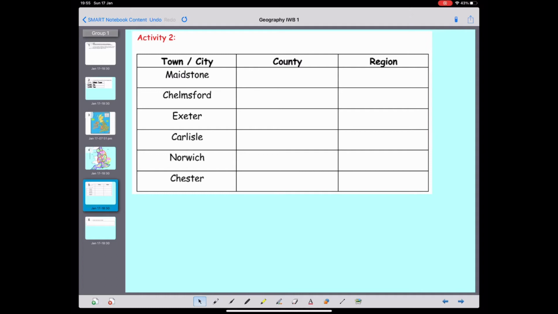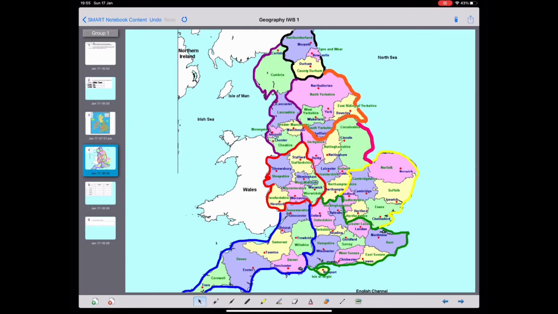So let's take a look at the first one. The first town on our list is Maidstone. So we're going to have a look at a map of England, and we're going to try and find what county Maidstone is in, and then what region, what part of England it's in. So let me get the map and then see if you can find Maidstone.